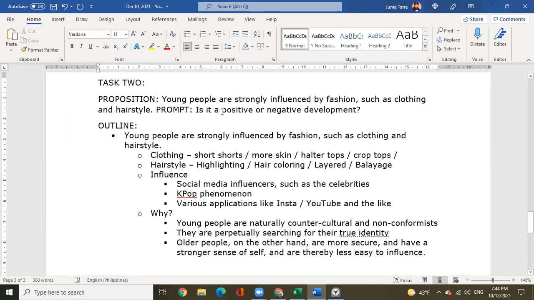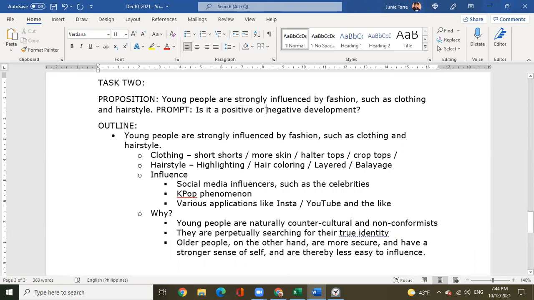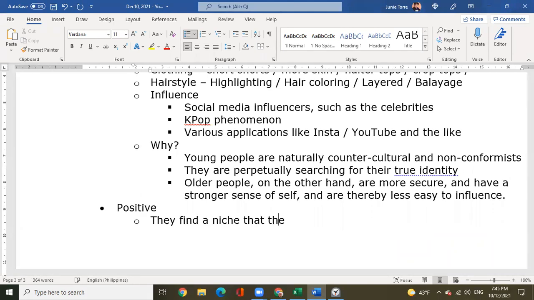Okay, positive. And then what I'm gonna do is after outlining all the positives, I'm gonna cross over, kill the positives with the negative. Oh, all right. I have an idea on what to argue here. So positive is, they find a niche that they can fit into there. They are able to express their unique identity there. What else?